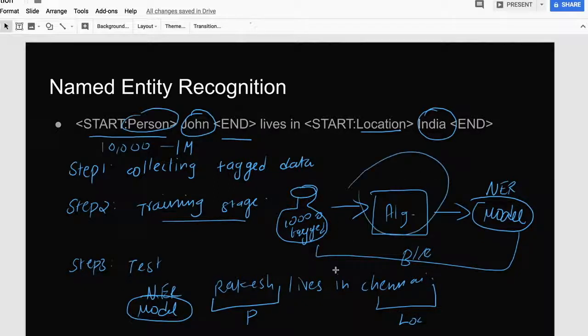We will explore this algorithm in a better manner in the upcoming videos. For now, just consider there are 3 steps in named entity recognition. The first one is collecting the tagged data. The second step is the training stage, where we train the machine with the algorithm, which eventually gives the NER model. Using that NER model, we will test the new set of sentences.